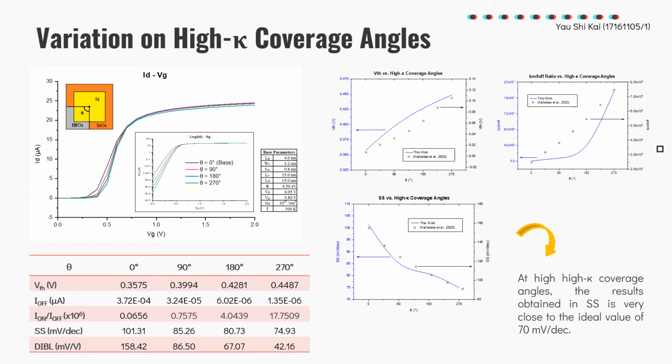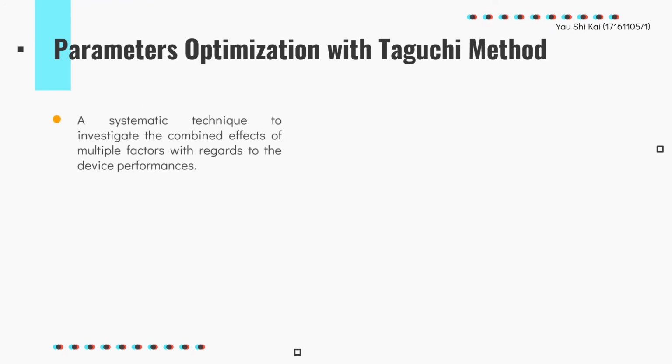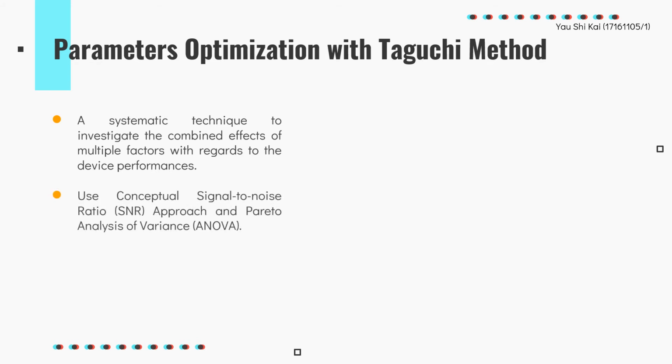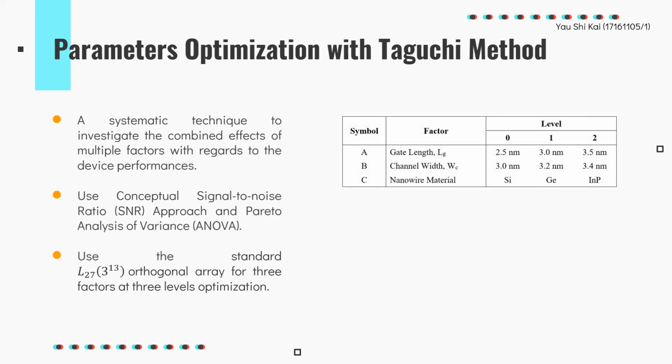In parameters optimization, Taguchi method is being used. It is a systematic technique to investigate the combined effect of multiple factors with regards to the device performances. It uses the signal-to-noise ratio approach as the quality characteristic of choice and Pareto ANOVA to determine the percent contribution of each factor. In this work, the standard orthogonal array is being used for 3 factors at 3 levels with 27 experimental runs as presented in the table.